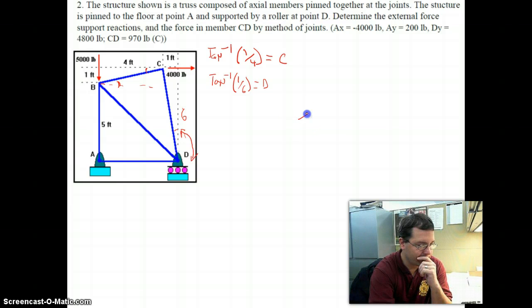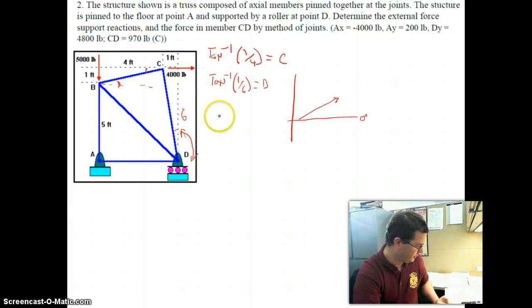I've got this vector that is from 0 degrees. So if I talk about the Cartesian plane, here's 0 degrees. That's not what I wanted.